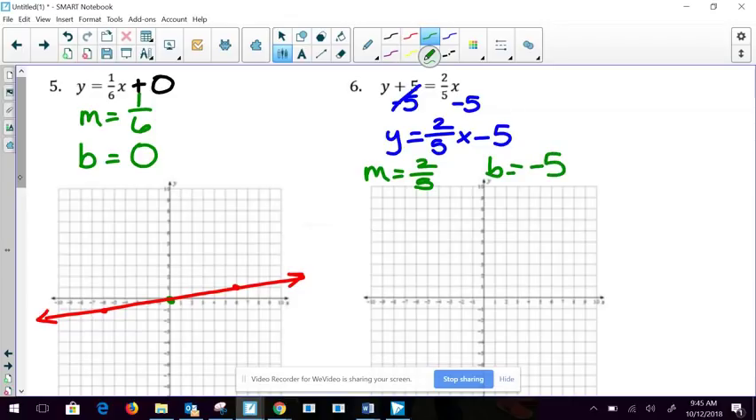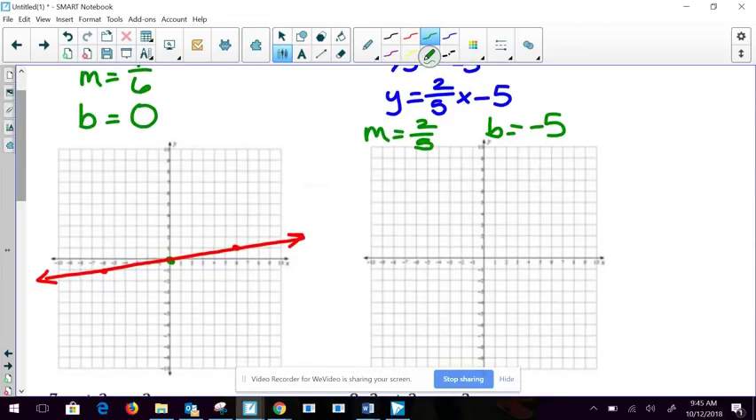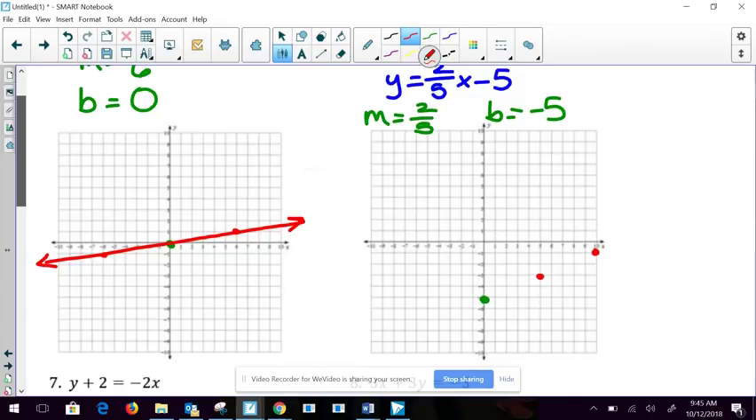Let's go ahead and graph it. So we're going to put a dot on -5 because that's where I'm beginning. And how do I move? Up 2, right 5. Up 2, right 5. What's the opposite of up and to the right? Good job. Down and to the left. Go ahead and connect our dots, and voila, we have our line graphed.